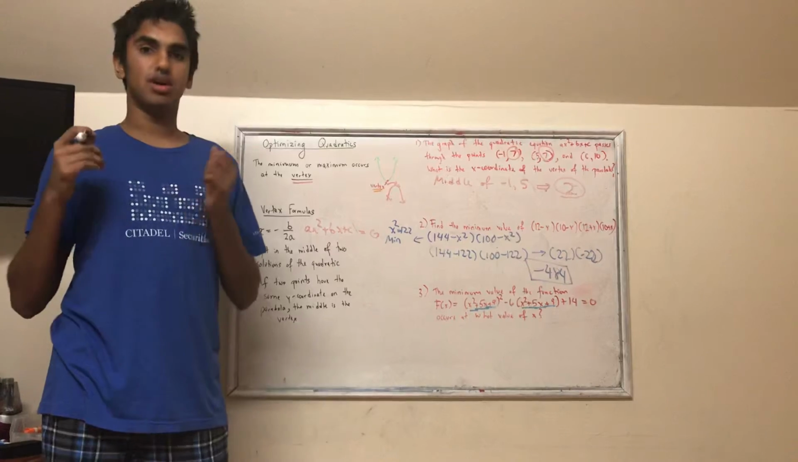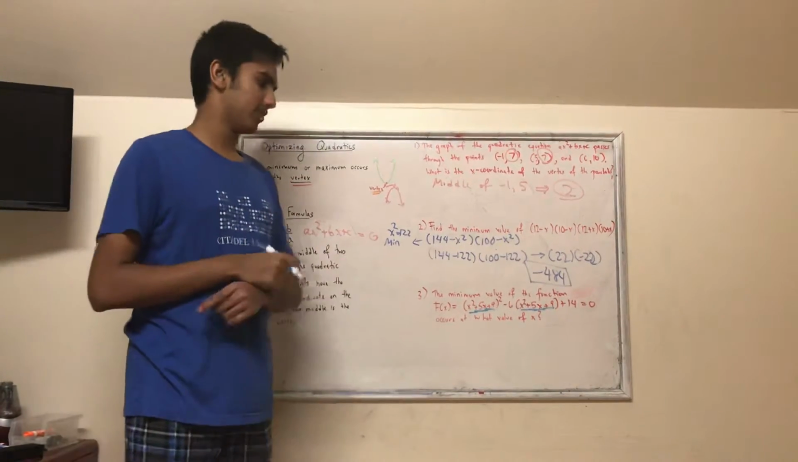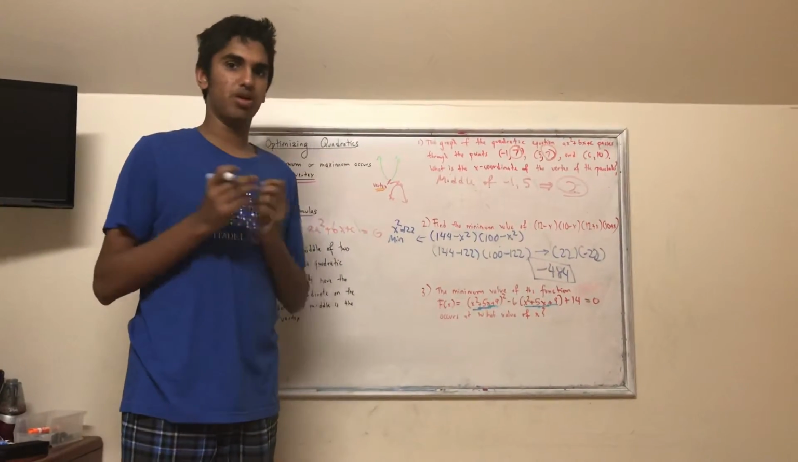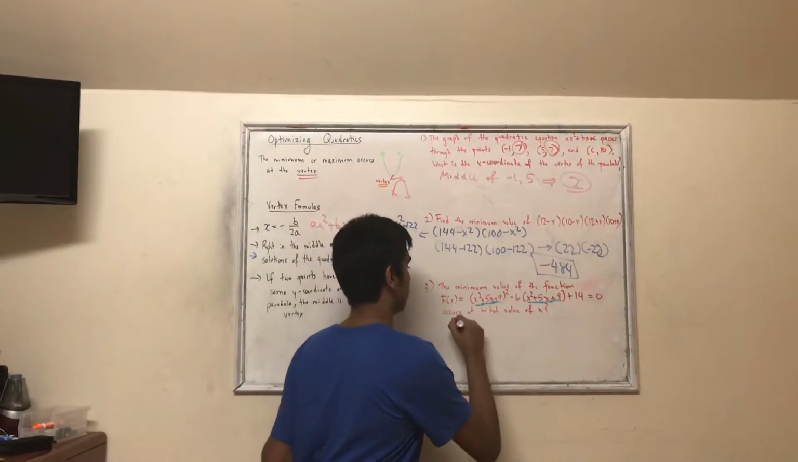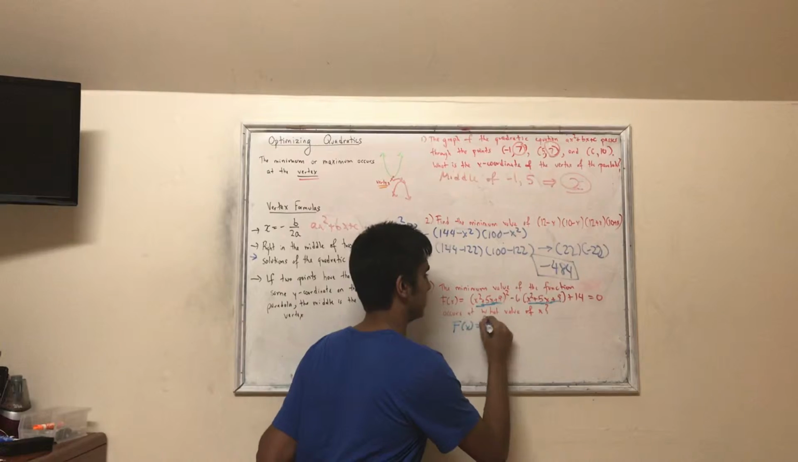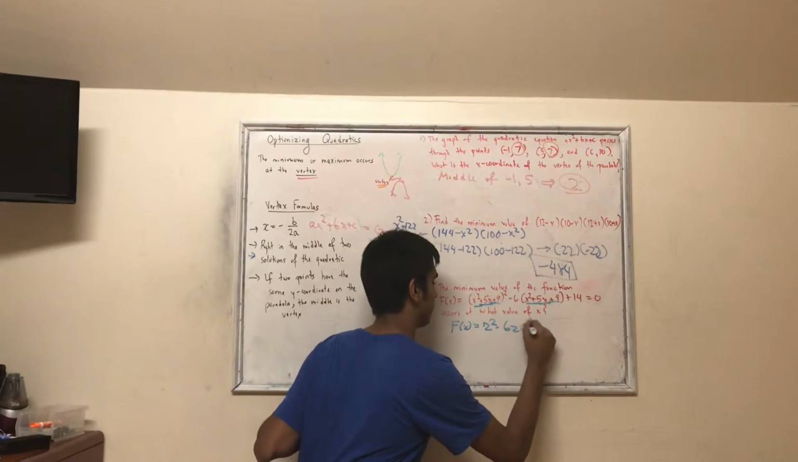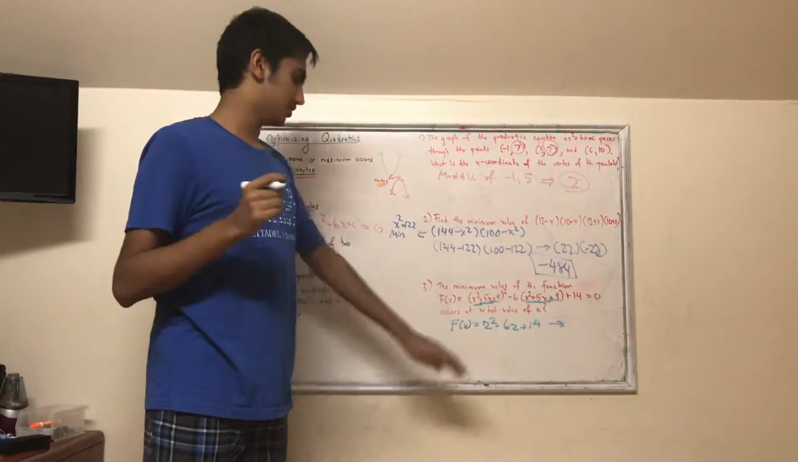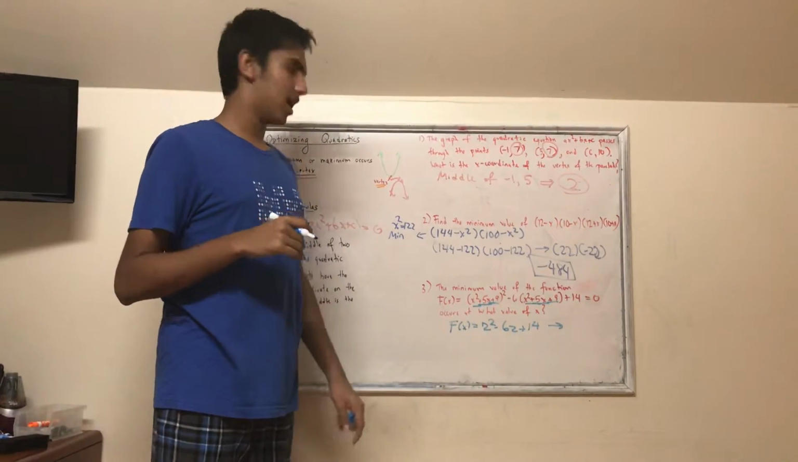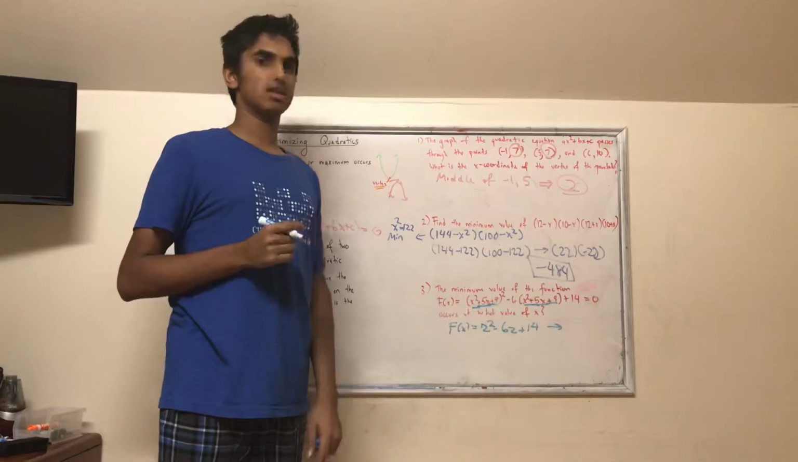So right now we can do something called substitution. We can pretend that x squared plus 5x plus 9 together is just one variable. We're going to call that z. So we're going to say f of x equals z squared minus 6z plus 14. First we need to figure out where this minimum value occurs for z, and then we can figure out where this value occurs in x.